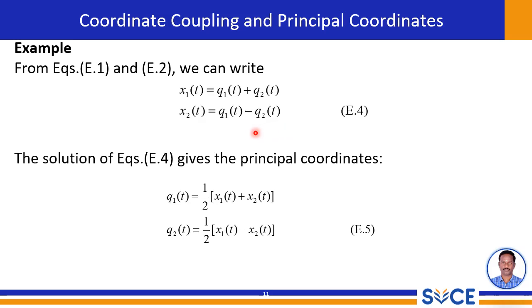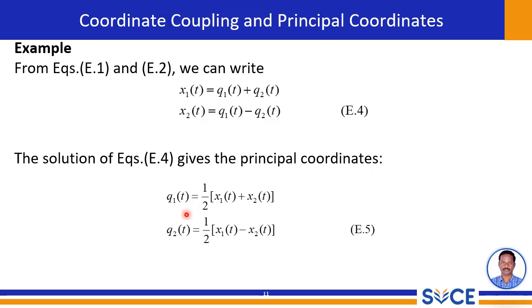These equations tell us that the original motions of the masses, x1 of t and x2 of t, are actually combinations of the two independent modes of vibration represented by q1 of t and q2 of t. In other words, the coupled motion we observed in x1 of t is just the result of combining the uncoupled motions q1 of t and q2 of t. Let's see the second set of equations. These equations show how we can find the principal coordinates from the original coordinate system, that is the x variables.